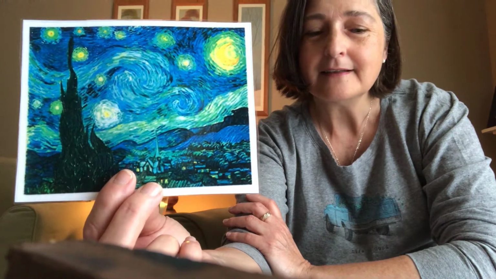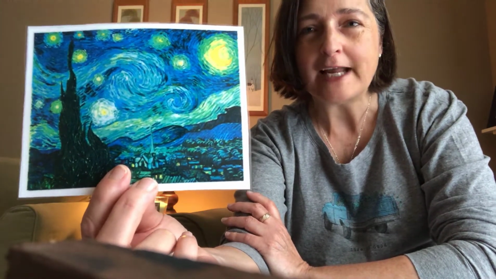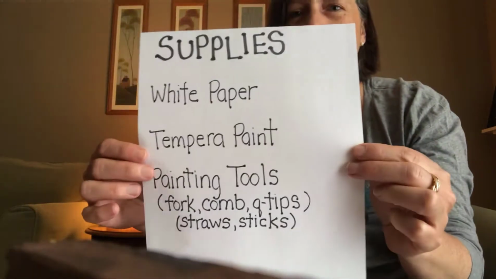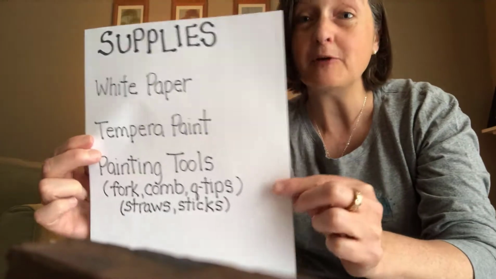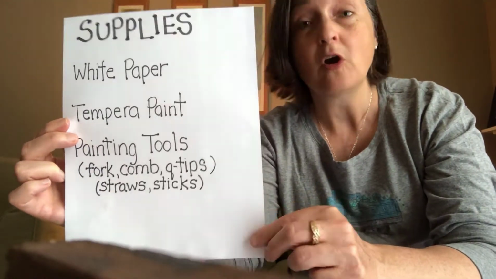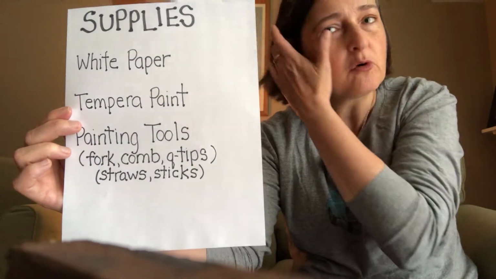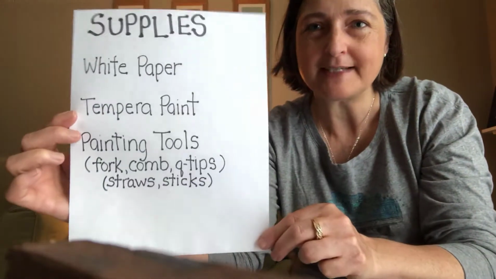So we're going to create our own painting today inspired by Vincent van Gogh's Starry Night. So what we're going to need today, in our supply list, we're going to need white paper. And if you have heavier paper today, a construction paper or a watercolor paper, even a piece of cardboard or poster board, something heavier than regular paper today.